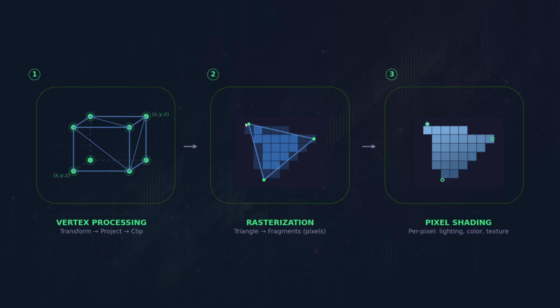So, the input here is these green points and the connecting lines. Now we need to figure out which are the pixels in the actual output image that are inside of the triangle. And this is the so-called rasterization step. And then using these pixel fragments, we can finally compute the final color for these pixels, which is called pixel shading.